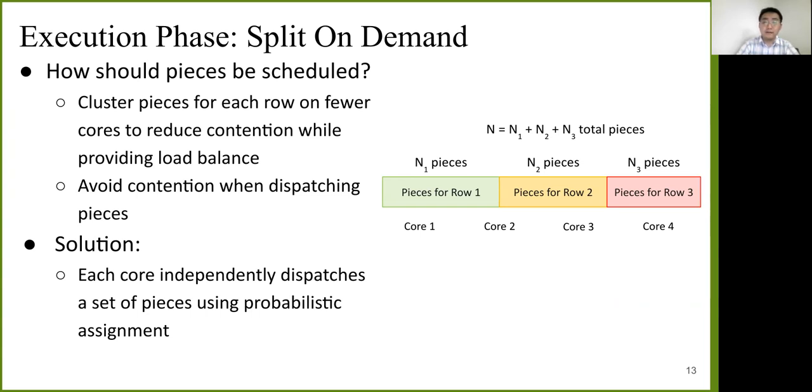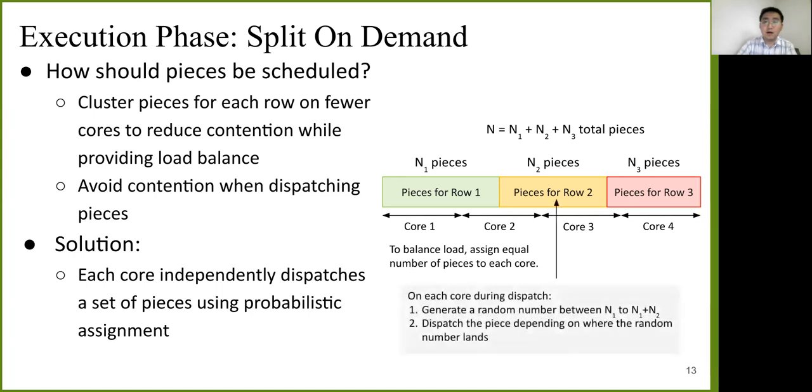So here's an example. Suppose there are 3 contended rows, and altogether we have n total number of pieces. What we want is to evenly distribute these n pieces to 4 cores. This is how we keep load balanced. So on each core during dispatching, let's take row 2 as an example. We first generate a random number between n1 to n1 plus n2. Now, depending on where this random number lands, we're going to dispatch this piece to either core 2 or core 3. So this is how we guarantee load balance while clustering these pieces.